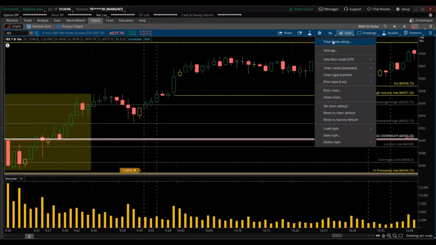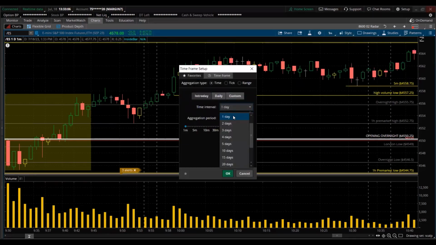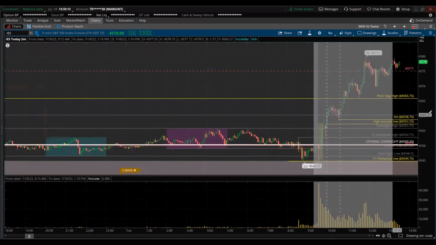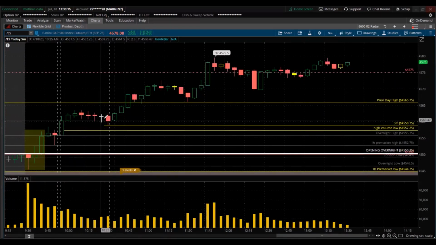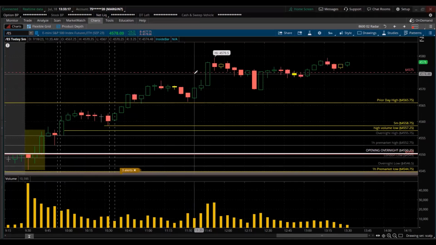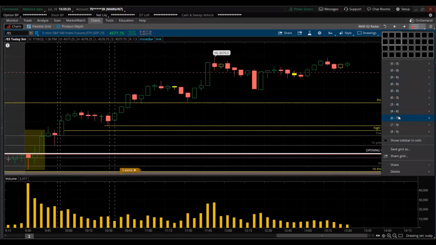Let's put this on the 5 minutes so you can just see how things went. Again, 5 minutes. Here we are on the 5 minute. So in hindsight, look, it went higher. So that's trading, scalping, all right, with the futures. Let's go look at the options now.